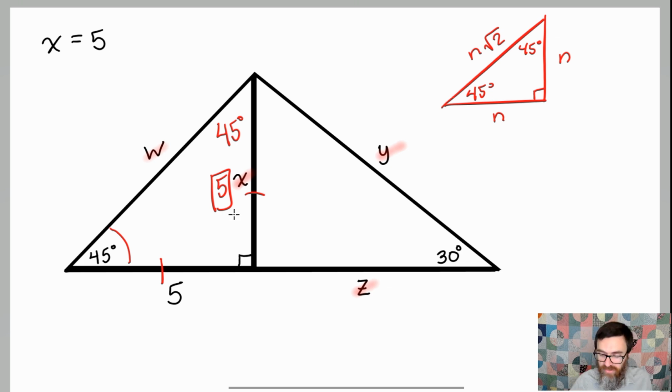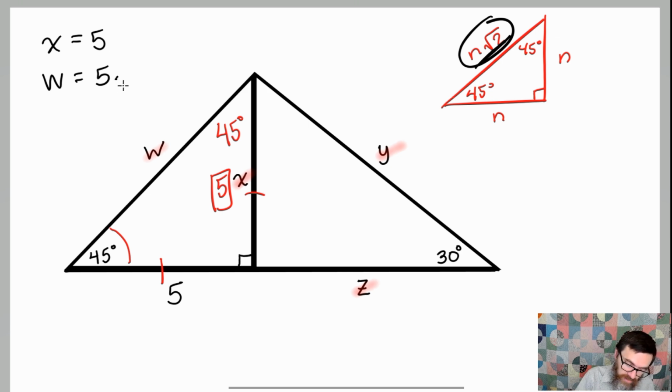If that's 5, that's really what my n value is, because you see how it matches up in the diagram. So that means that W is matching up with this piece right here, n square roots of 2. My n is 5, and the square root of 2 is going to be constant no matter what. So I just need to write this as 5 times the square root of 2. So this guy is 5 square roots of 2.